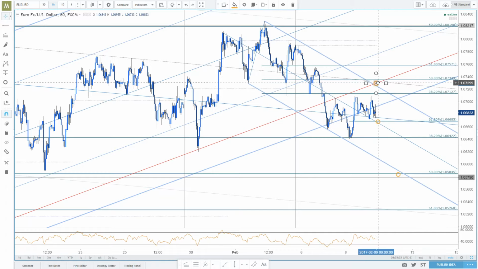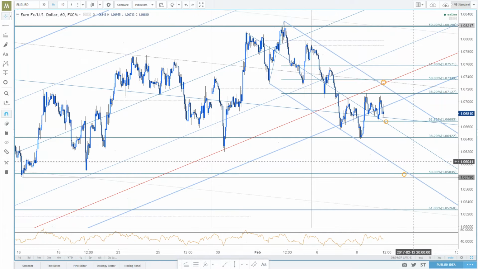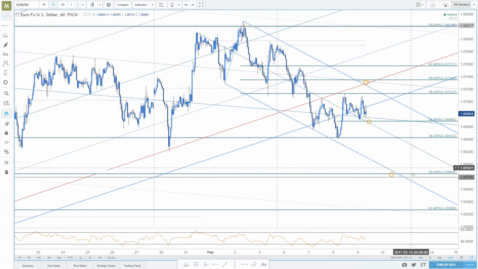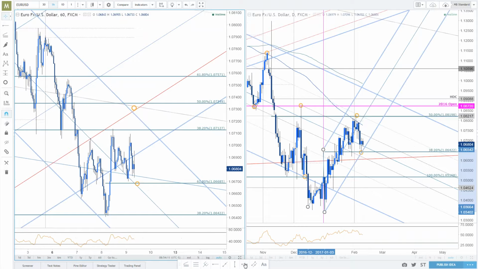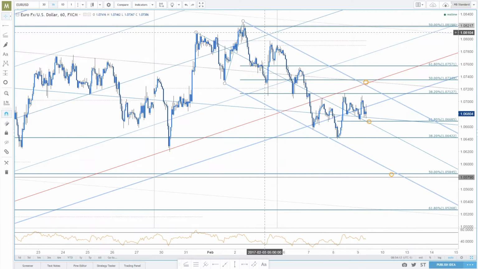Key resistance near term, still 107.35, 107.57. Both of these regions represent areas of interest for short exposure exhaustion, both on a spike high and an emotional rally here in euro. But the levels are pretty clean.